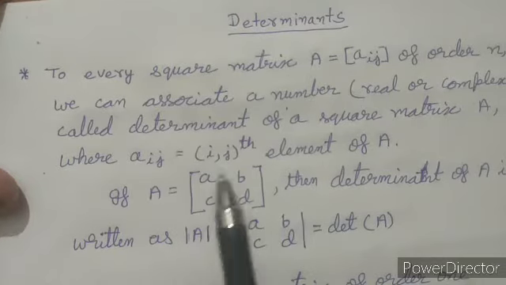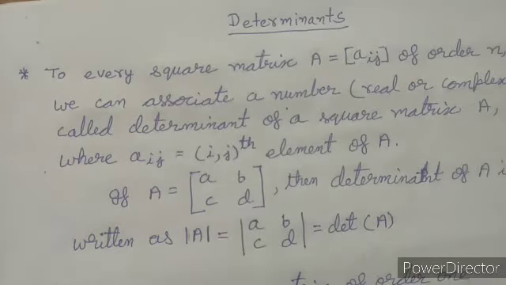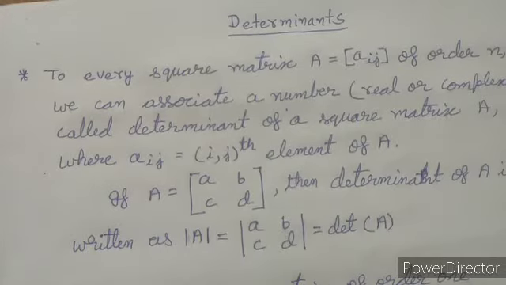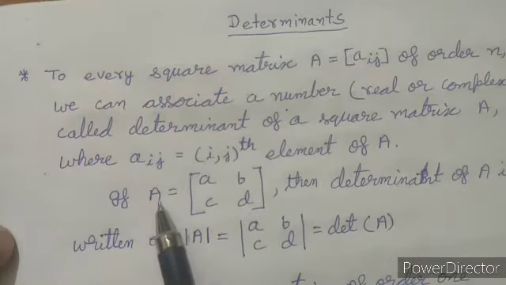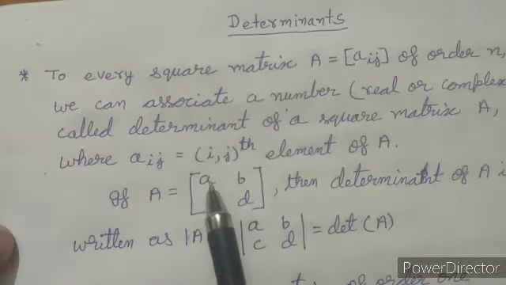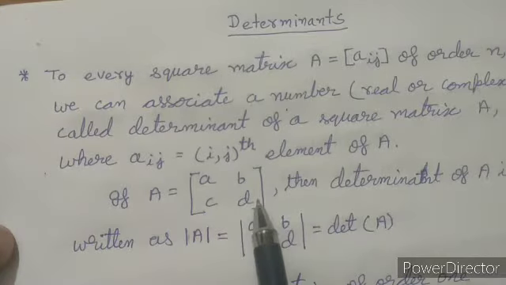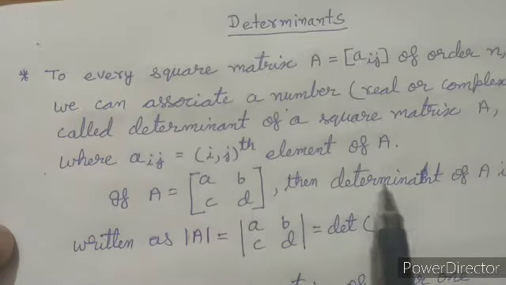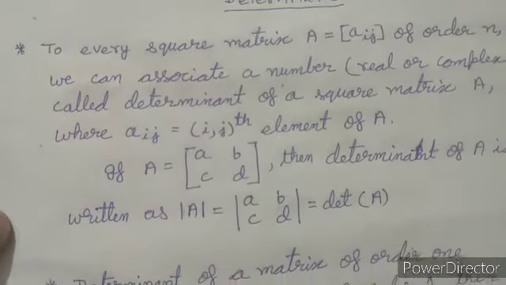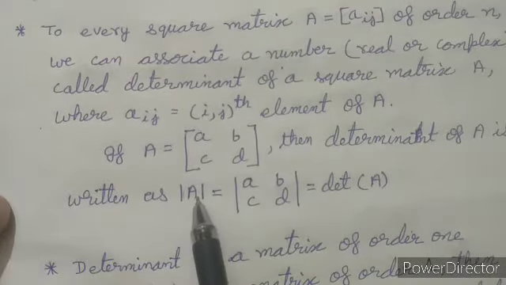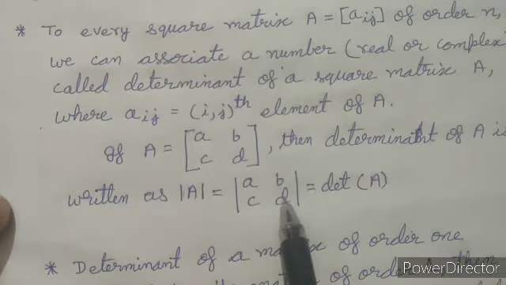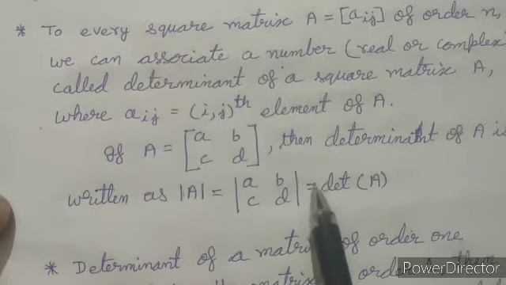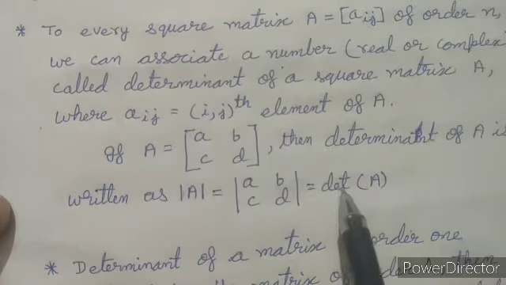Now, what does this mean? This means that a determinant is a number associated to a matrix, and that number can be real or complex. Now, if there is a matrix A whose elements are a, b, c, d of order 2 by 2, then determinant A is written as determinant A equal to the determinant of a, b, c, d, or it can also be written as det A, that means determinant A.